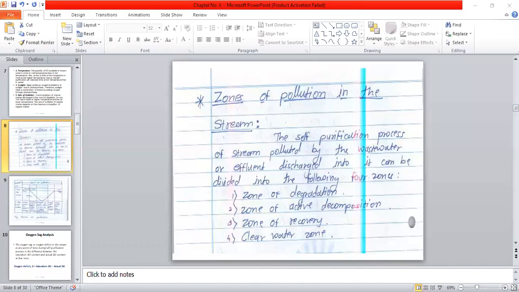Full stop. At the end of this zone, re-aeration rises and DO level rises to its original level, that is 40%. Okay.